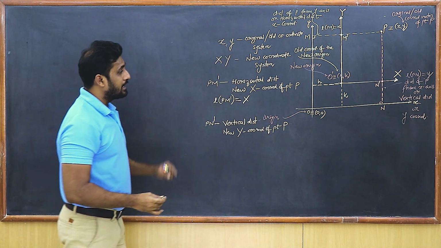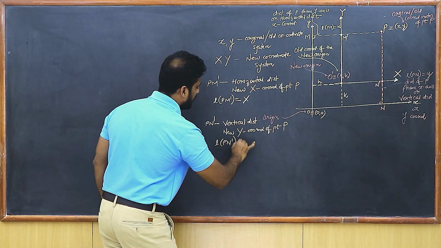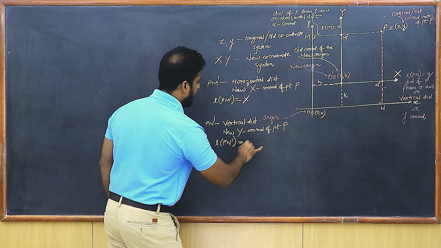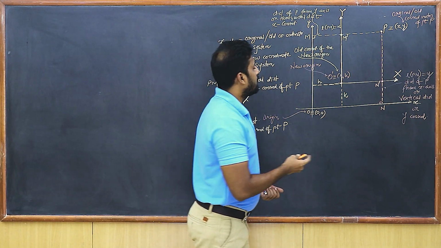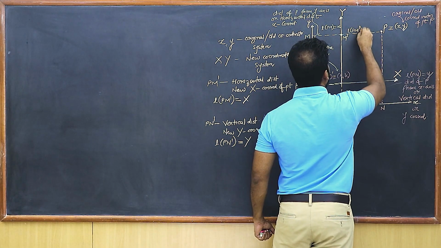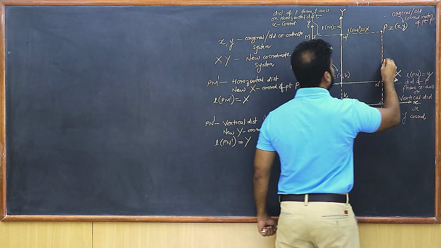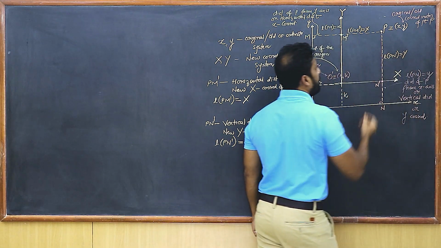So let us take this length as PN dash. I'm going to take this PN dash as capital Y. So students, I'm going to write this information over here. The length of PM dash is taken as capital X and the length of PN dash is taken as capital Y.